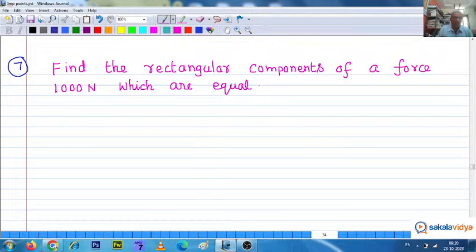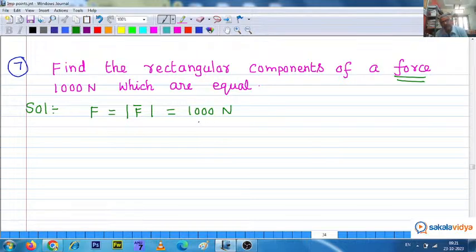So first of all, write down the solution. Here force is given, that means let us say F is equal to modulus of F bar is equal to 1000 newtons. Now we need to resolve this 1000 newtons into the rectangular components. Rectangular components means, don't get confused, that is x component and y component, that is horizontal component and vertical component we need to find out.